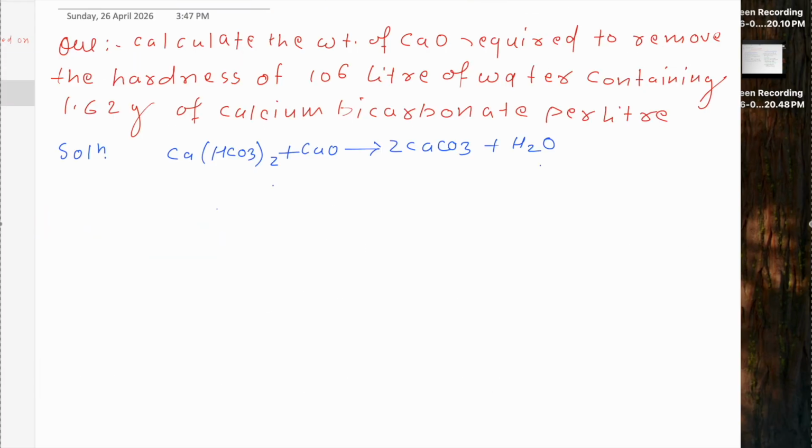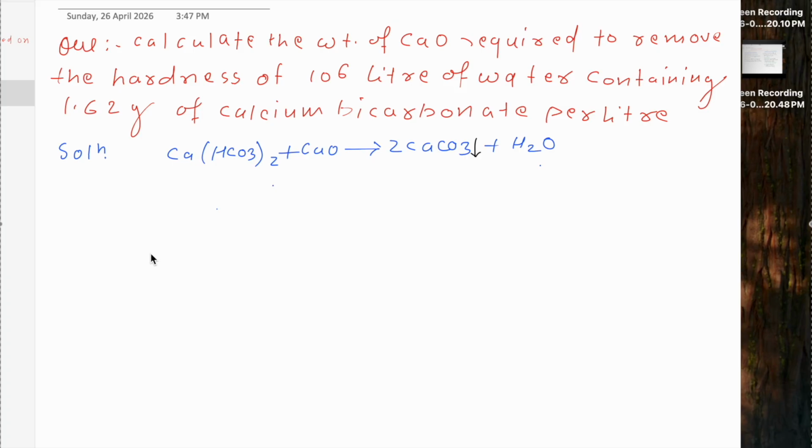Now we will try the next question. Third question, sorry. What is the third question? Calculate the weight of calcium oxide required to remove the hardness of 10 to the power 6 liter of water containing 1.62 gram of calcium bicarbonate per liter. We know this is bicarbonate, and this is temporary hardness. We are adding calcium oxide, then it will form CaCO3 which will settle down, and we will get H2O.